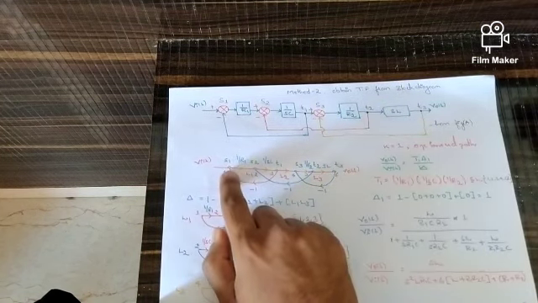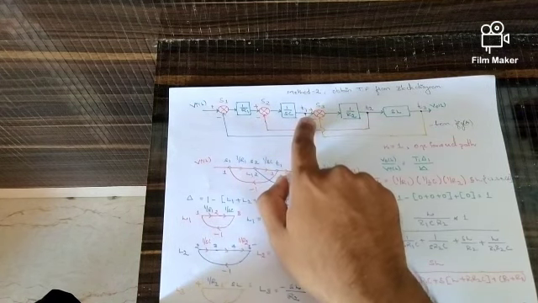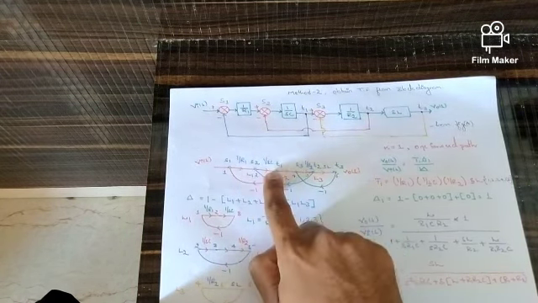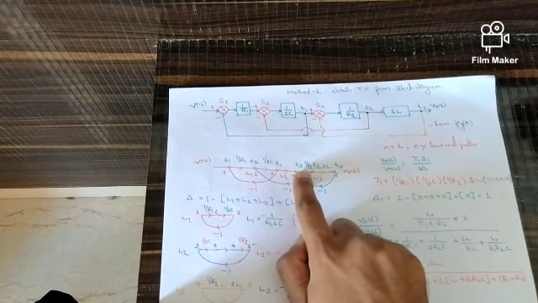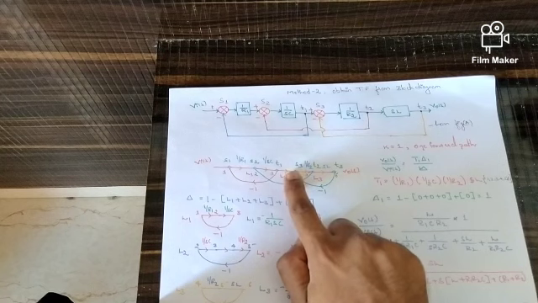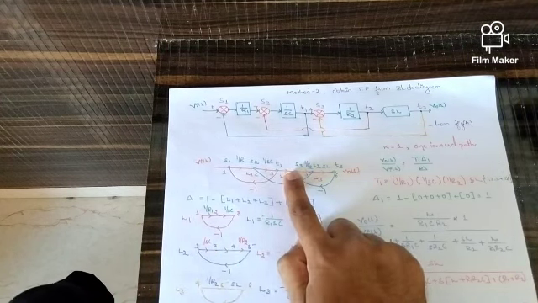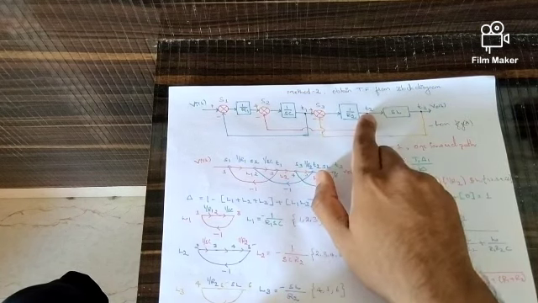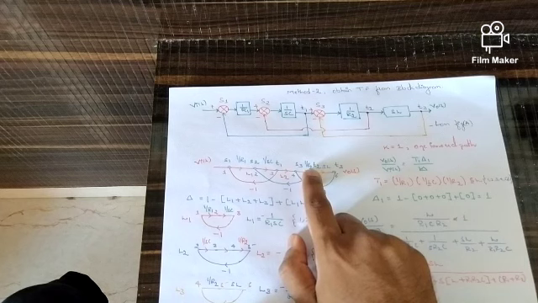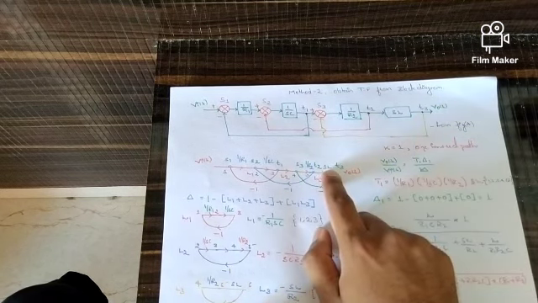If you see, from S1 to S2 the gain is 1 by R1, so I am taking 1 by R1. From S2 to T1 it is 1 by SC. From T1 to S3 there is no gain, but I need to simply consider that line, and the gain will be 1. If there is no gain, I cannot consider it as 0. The gain will be 1. Next, from S3 to T2, it is 1 by R2. From T2 to T3, it is SL.